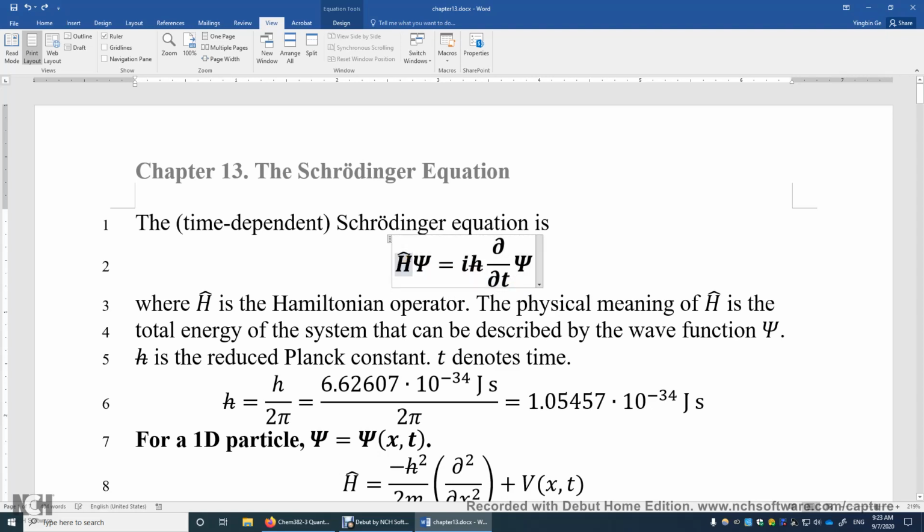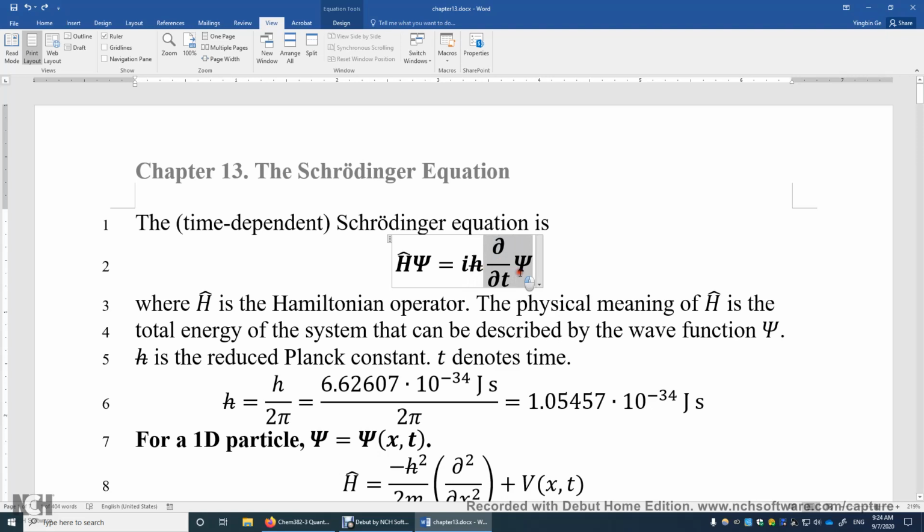H is the Hamiltonian operator. The physical meaning of H is the total energy of the system. Psi is the wave function of the system. i is the square root of -1. h bar is h over 2 pi. h is the Planck constant. So h bar is roughly 10 to the power of -34 joule second.